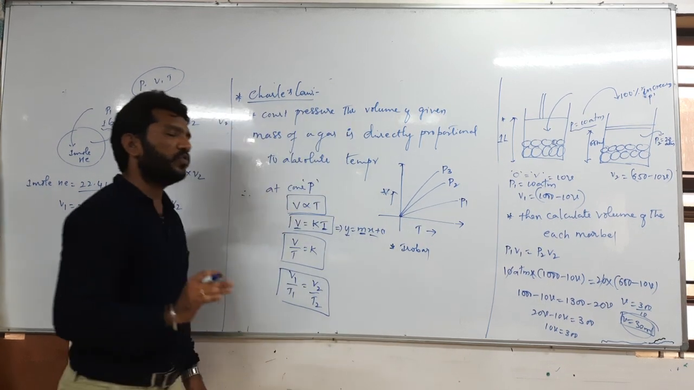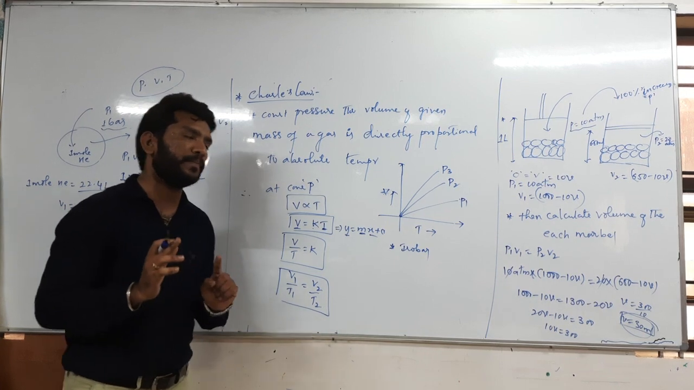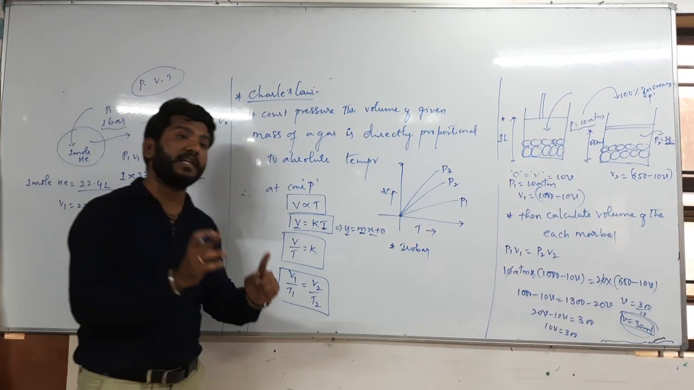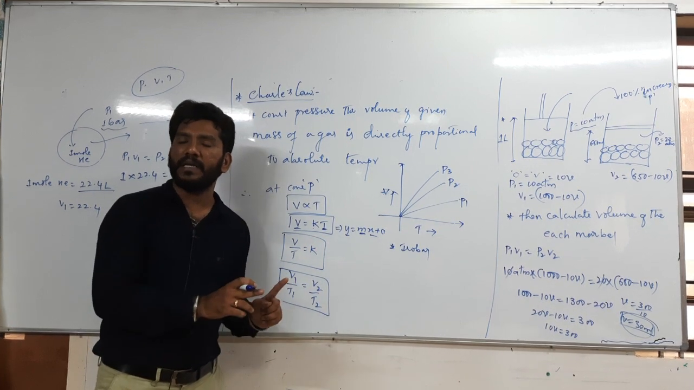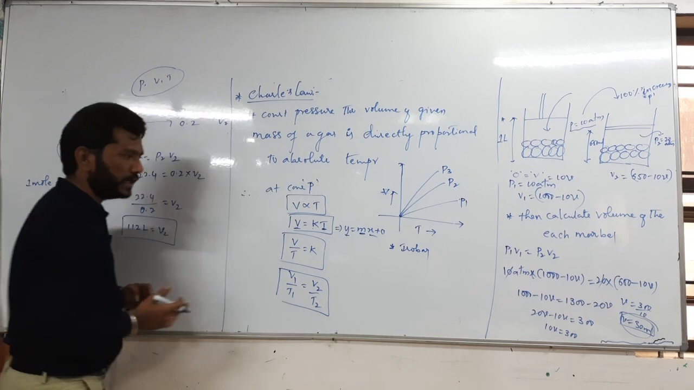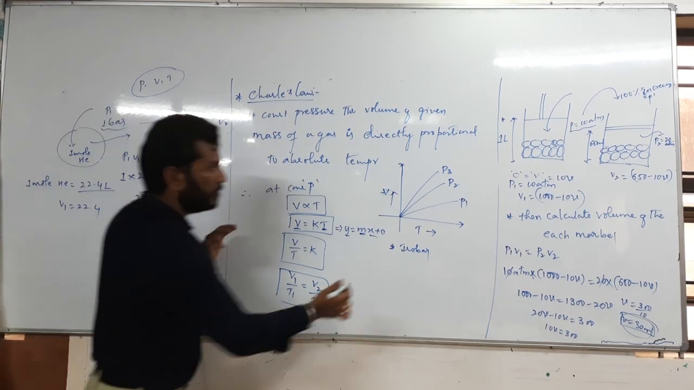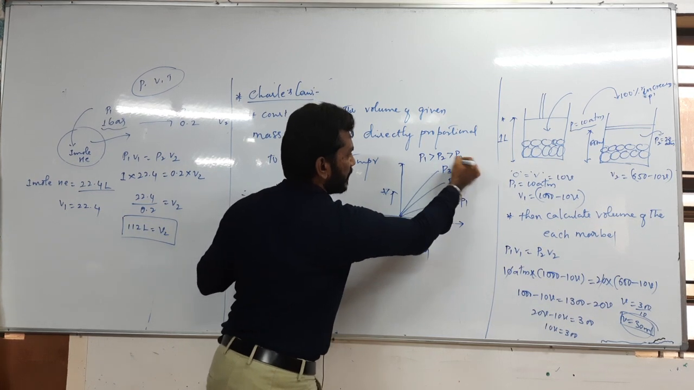So what can you predict here? Is P3 greater than P2, or P2 greater than P1, or P1 greater than P2, or P2 greater than P3? It is P1 greater than P2, P2 greater than P3. So let us justify that particular statement right now. P1 is greater than P2, P2 is greater than P3.